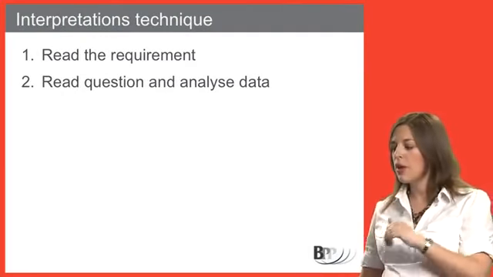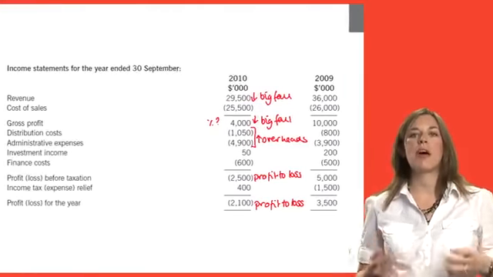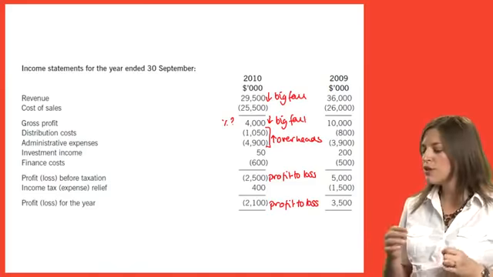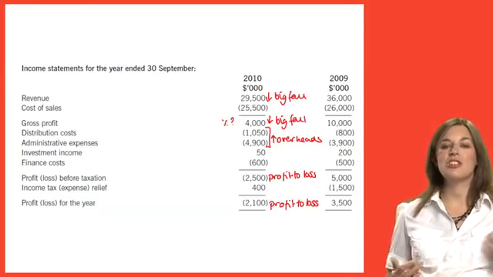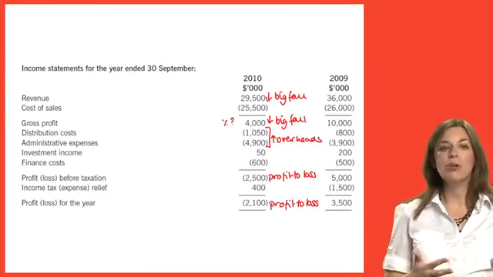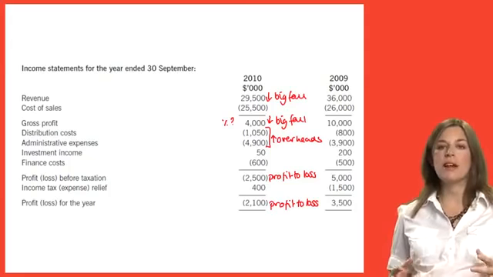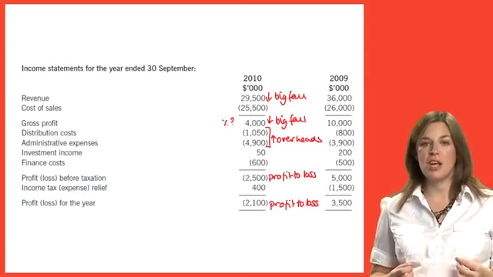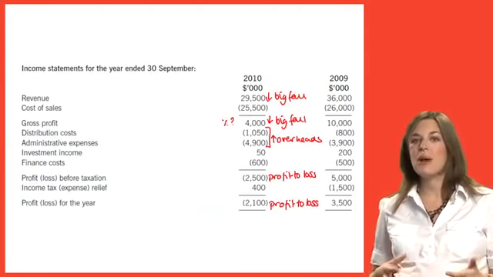So once we've read the requirement, we're then going to read the question and analyse the data. So I've pulled up here for you some sections from that Hardy question. First of all, what we want to do at this stage is just do some very general analysis. Just want to read the question. What's going to jump out at you? What's interesting about this question?